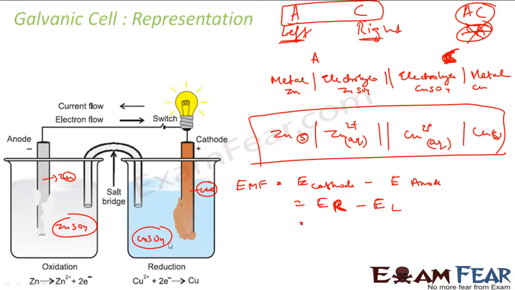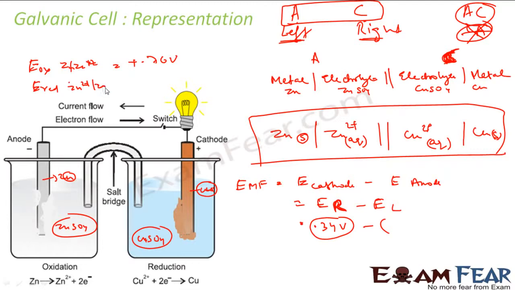What is the value of E right? Copper, Cu2+ to copper, the E reduction is 0.34 volt, minus, for zinc, the oxidation E of zinc to Zn2+ is plus 0.76 volt, but we are looking for E of reduction from Zn2+ to Zn, correct? That is nothing but minus 0.76 volt, and this is nothing but my E naught for zinc, correct? And that is nothing but minus 0.76 volt. Total is 1.1 volt, right?